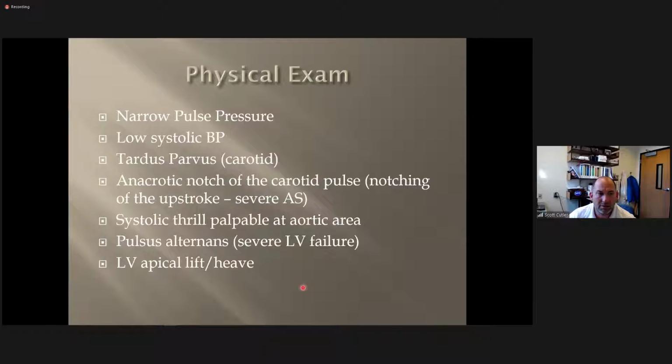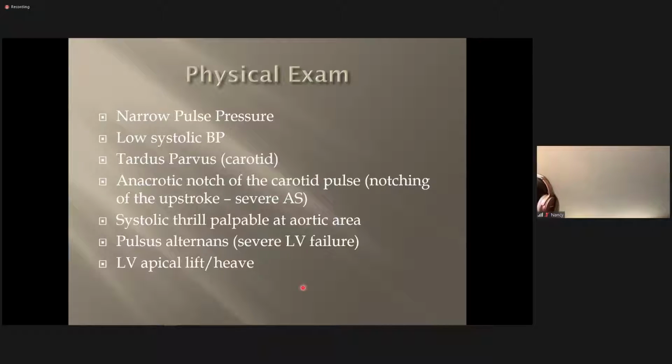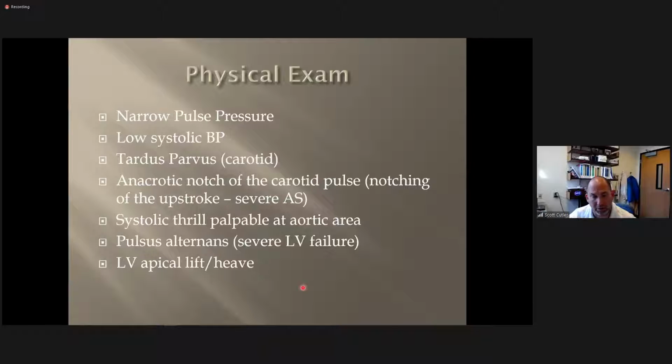Now we may be taking blood pressure, so we may notice this, or it may just be recorded in the chart. Nancy, did you have a comment as well?